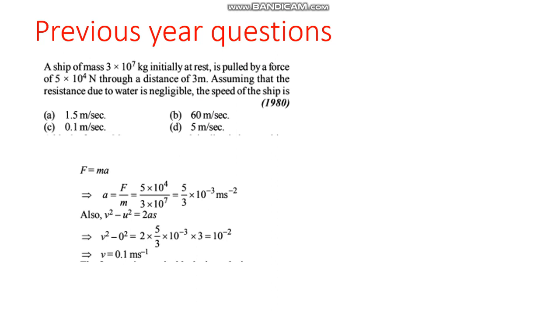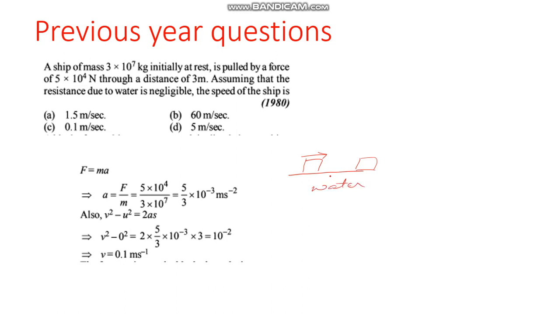A ship of mass 3 × 10^7 kg, initially at rest, is pulled by a force of 5 × 10^4 Newton through a distance of 3 meters. Assuming that the resistance due to water is negligible, the speed of the ship is. So this is the surface of water, let us say, and there is a ship, and this ship is initially at rest and the ship is moving, and finally let us say it came to this position. This is all water.